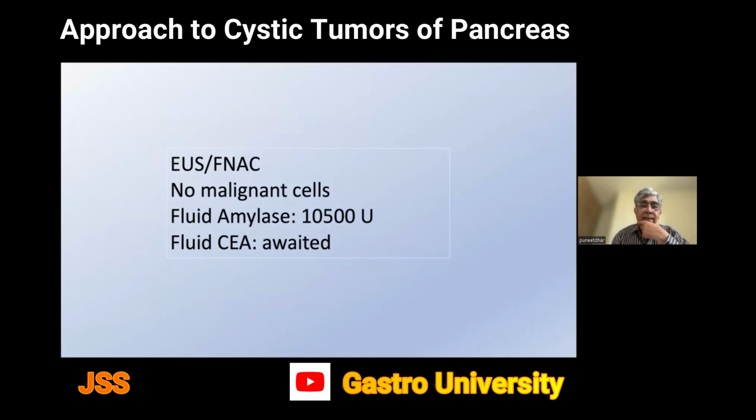So they do an EUS FNA. One of the common ways of looking at it is endosonography. You locate the cyst, look at its features there. You can do a needle aspiration if it is needed. Now, do we need this in all cases? That's what we're going to see now. Are they malignant cells or not? Is the amylase high? Does that always mean it is benign?